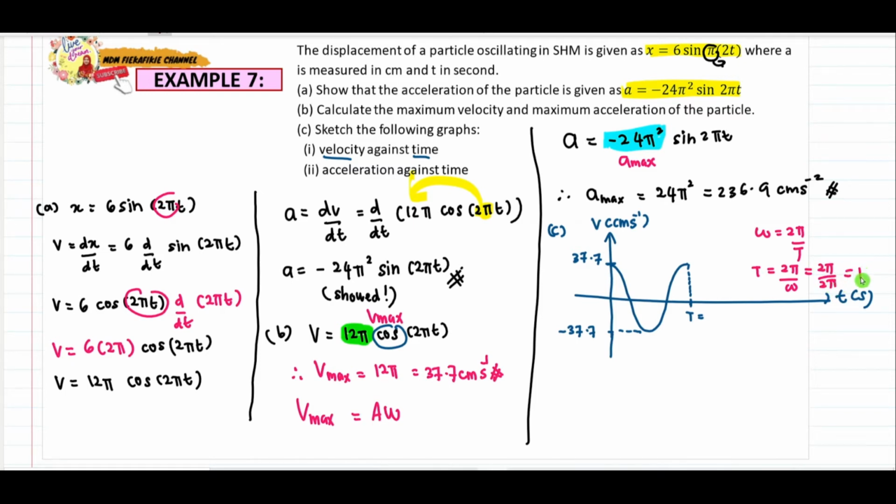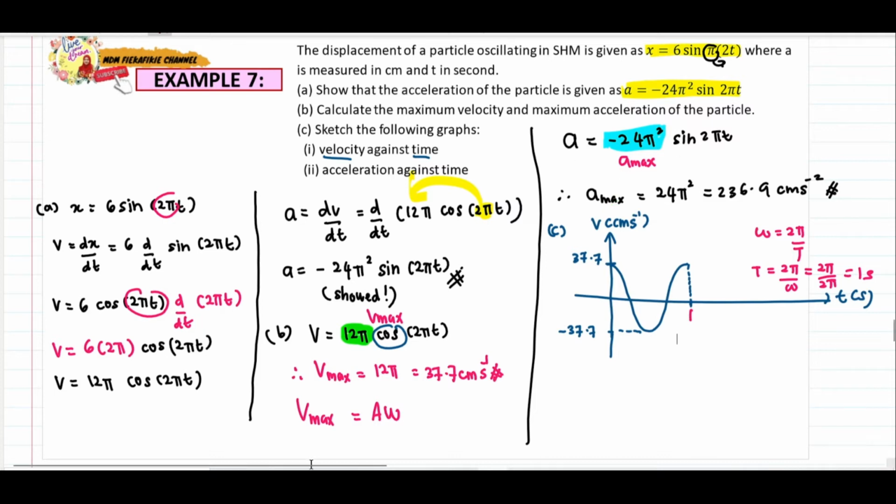Okay, where T is equal to 1 second. Okay, letakkan label kat sini, 1. Jangan biarkan dia T. Kira lepas tu labelkan dekat sini 1 lah, which is the time taken to complete one oscillation. Boleh? Okay. And then for graph of acceleration.